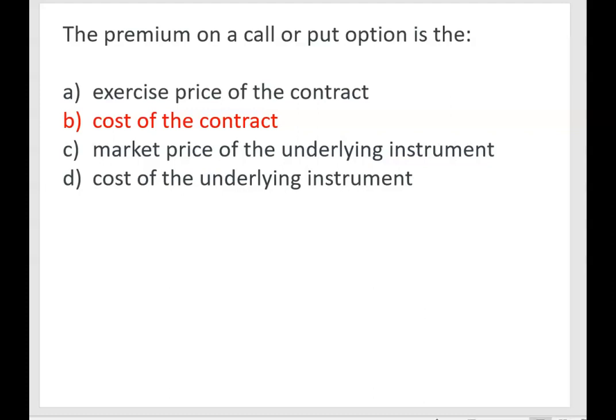Now, the exercise price is the pre-agreed strike price of the option, which, of course, if the actual market price makes the option valuable to trade it, then of course the option buyer will exercise the option.